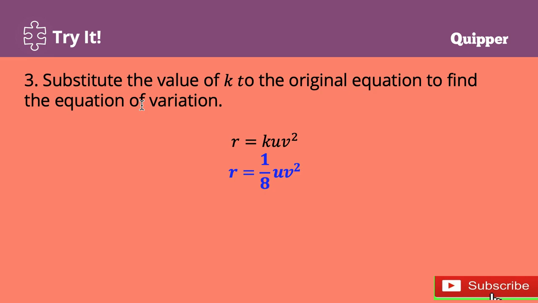Then substitute the value of k to the original equation to find the equation of the variation. This is the original equation. Just substitute the value of k. So we have r is equal to 1 over 8 times u times the square of v. And this is our working equation.